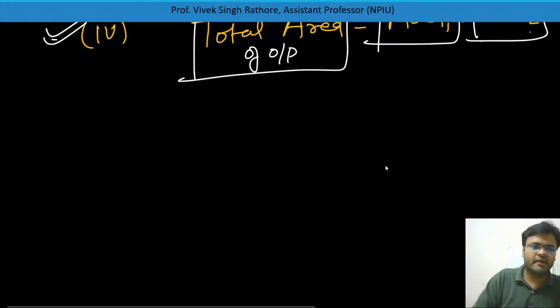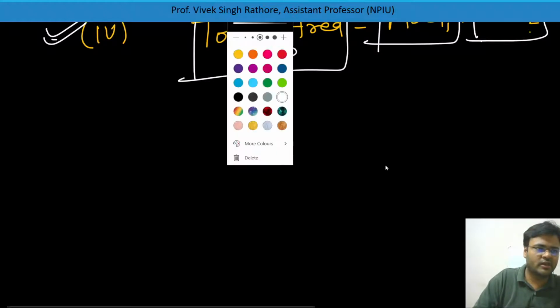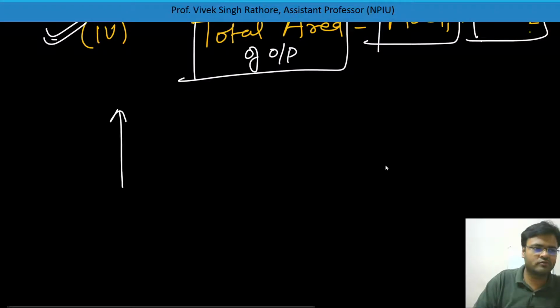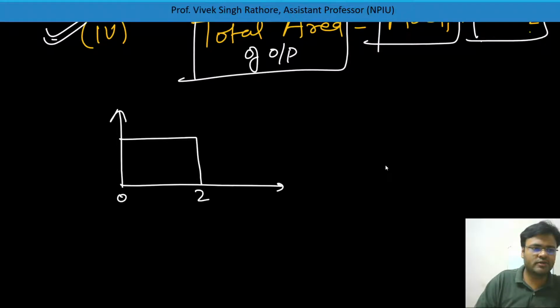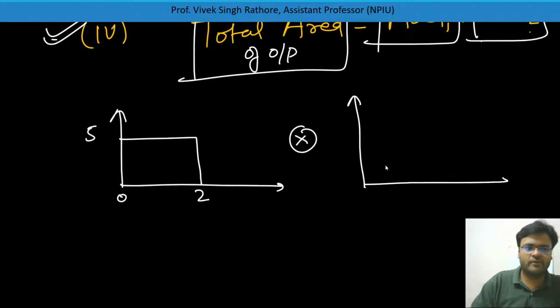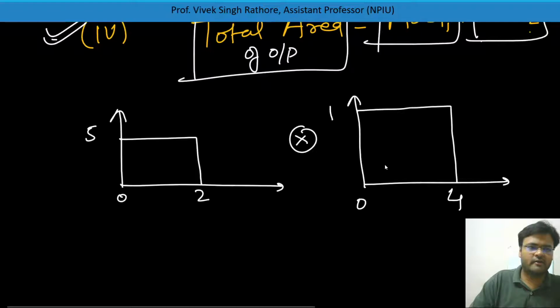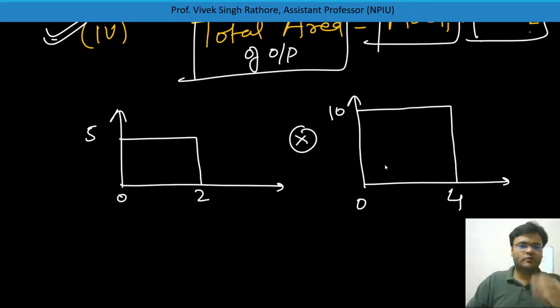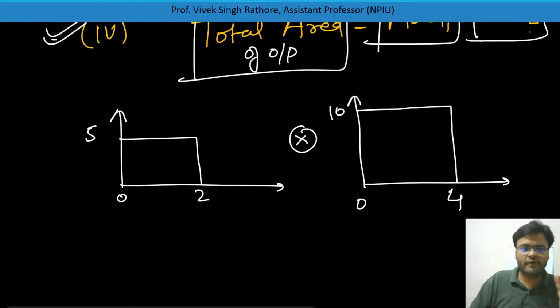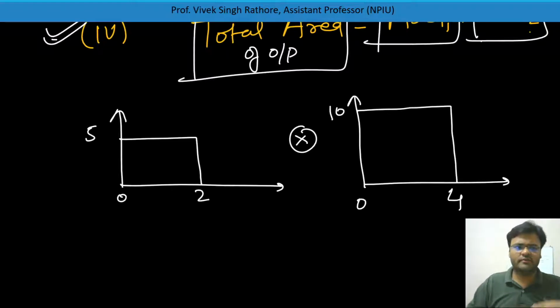What will happen when different durations are there? So we'll see one question like this. I have given you homework also, the same question. 0 to, let's suppose, 2 is there, and the amplitude is 5, and I have convolved it with 0 to maybe 4, and the amplitude is, I think, 10. So when we are convolving two signals of different durations, then what will happen?